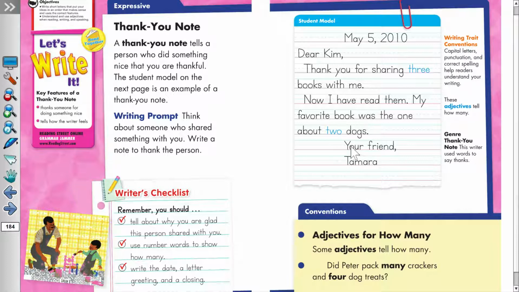So do you see how the date is over toward the right-hand side of the paper? The greeting is on the left-hand side of the paper. And then the closing is towards the left-hand side of the paper also. Okay, so I want you to try to set up your letter that way when you are writing it.